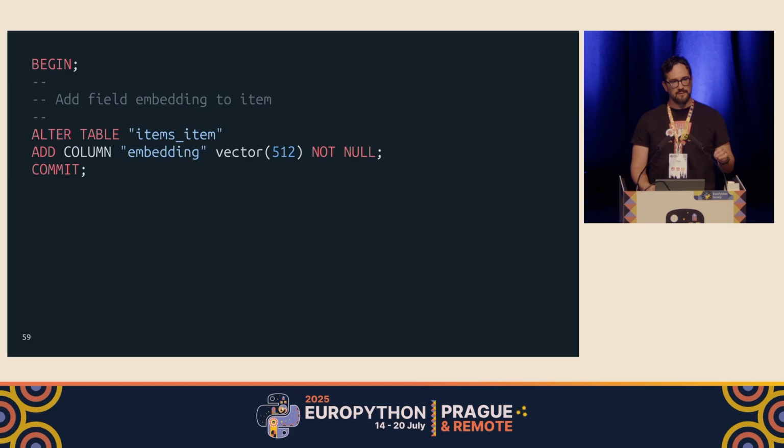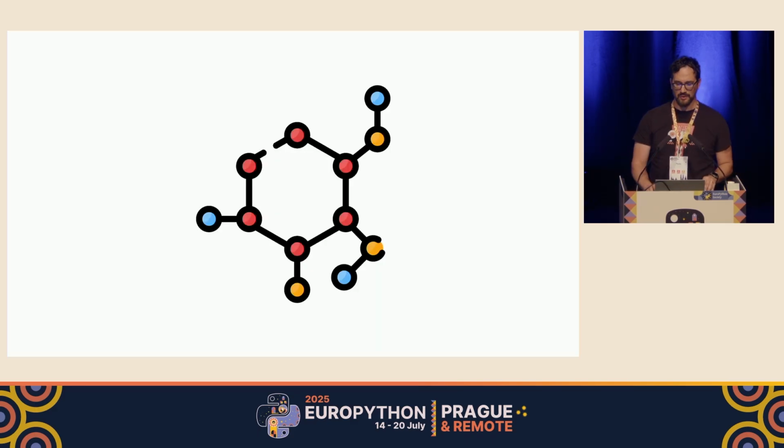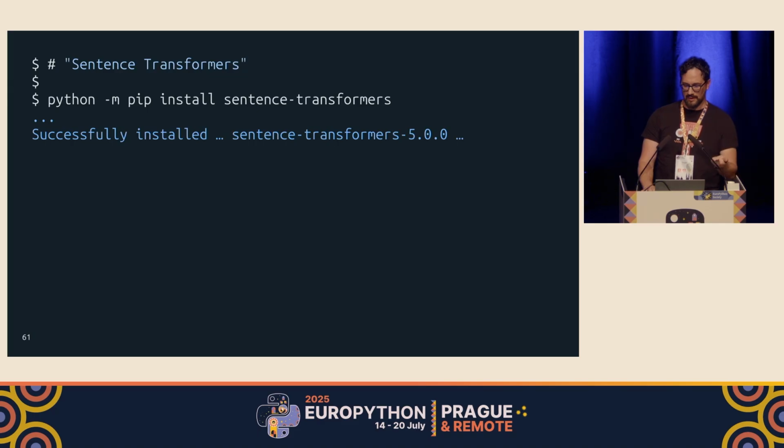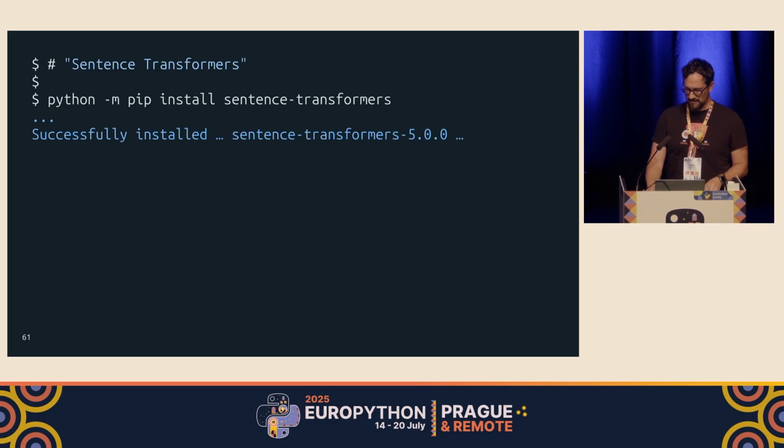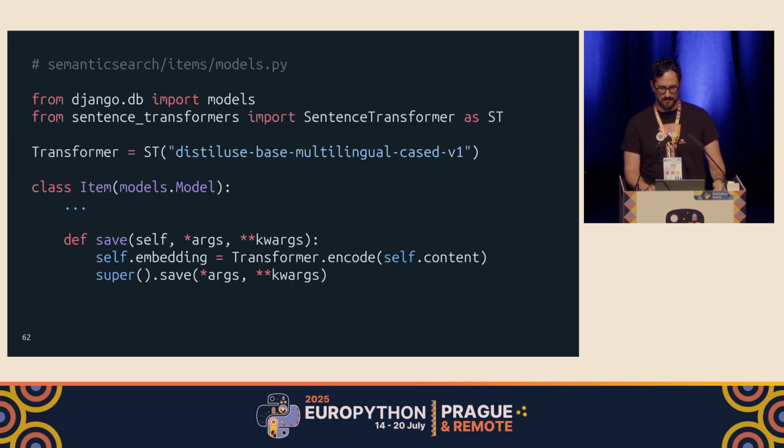Now we have to store information in this vector. We are going to use sentence transformers. You can install it directly in your virtual environment. I cut the log a bit because it installs a lot of dependencies, but it's enough for our example.